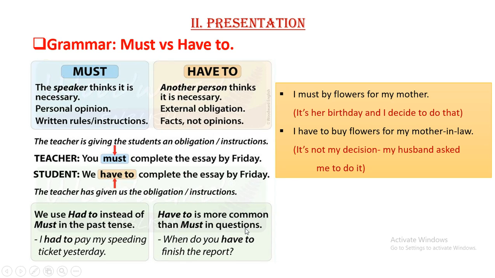Have to is more common than must in questions. As I told you yesterday, when you are making a question, you are not able to make the question by using must. So when you are making a question, you're going to use have to. Example: do we have to, not do we must to, no. Because must is just like the formal one. Use have to to make a question.